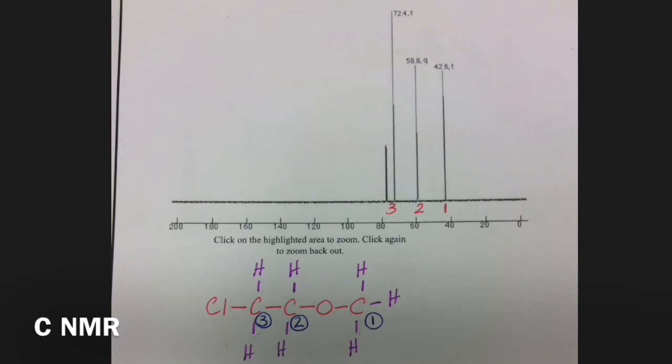Okay, finally we're going to look at CNMR, and the first thing I do is label the peaks in this spectrum 1, 2, and 3, and then try to match them to the structure. For the peak I labeled 3, I'm going to match it up with the carbon closest to the most electronegative element, which is chlorine. For peak 2, I'm going to match it with the carbon next to the carbon and the oxygen. And then for peak 1, I'm going to match it up with the carbon that has the 3 hydrogens and then the 1 oxygen connected to it.